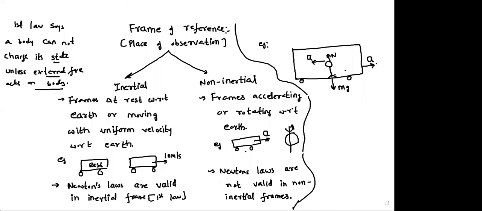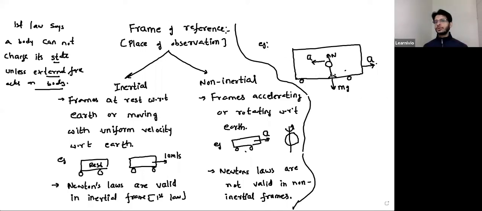Then this is the earth. The earth will exert force on the man in the downwards direction only, not in the backward direction. So you will not find any agency which is exerting force over the man due to which he is moving backwards. So apparently this man is moving in the backward direction without any force.